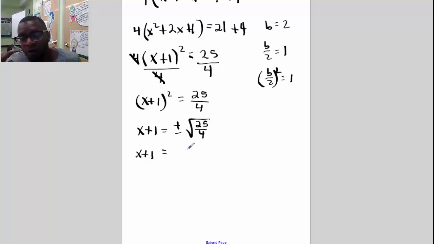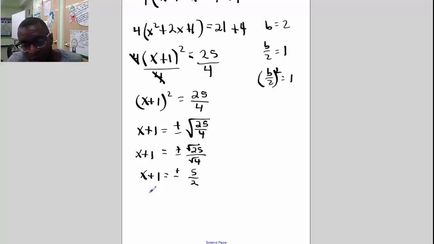So remember, we're going to use the quotient property of radicals to separate our radicals. So we get radical 25 over radical 4. So that gives us x plus 1 equal to plus or minus the square root of 25 is 5, and the square root of 4 is 2. So we get plus or minus 5 halves.